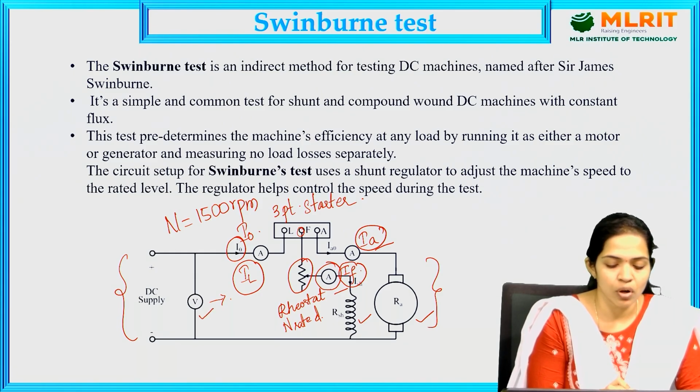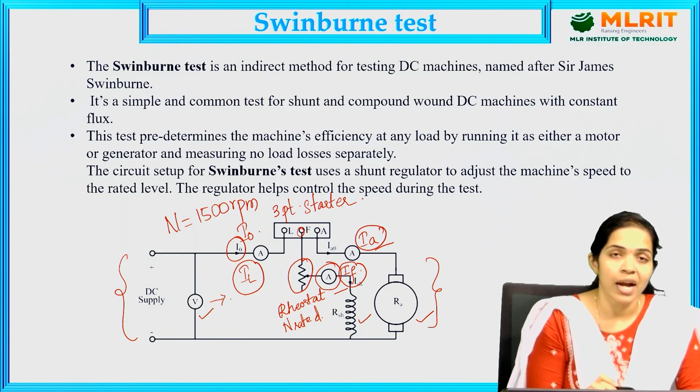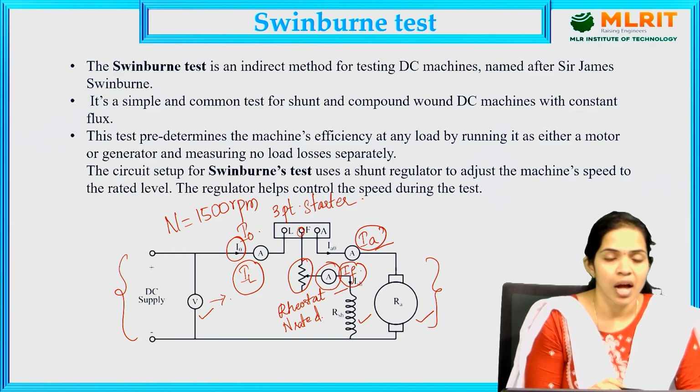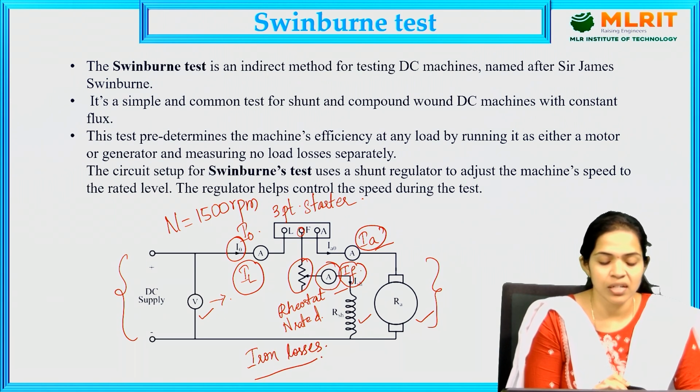After recording all these values, we have the formulas for input power and output power, and also the formulas for our constant losses, nothing but the iron losses. So all those losses are calculated by using this method.